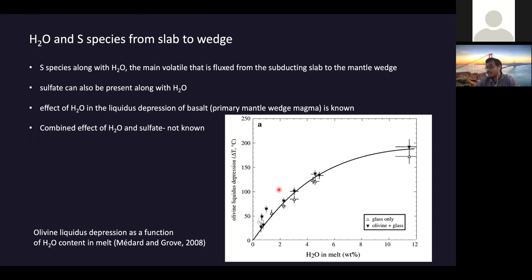We know the effect of water on the liquidus of basalt, which is the primary mantle wedge magma, but the combined effect of sulfate and water is not known to us. The figure on the right shows the olivine liquidus temperature on the y-axis and water content on the x-axis. This figure shows that with increasing water content, the liquidus of olivine reduces by nearly 200 degrees C or 100 degrees C, depending on the water content in the melt.